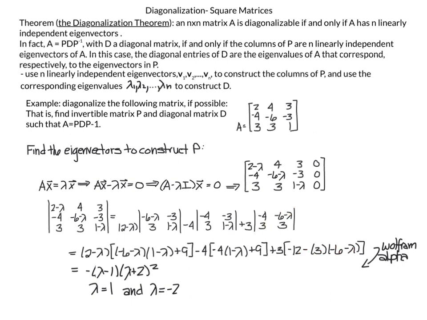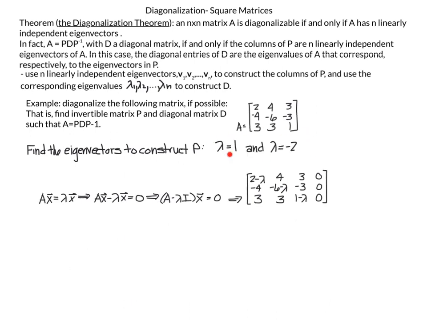And to save me from having to do this algebra, I again used Wolfram Alpha online. I put in this expression using x instead of lambda, and it gave me a number of equivalent expressions, and this is the one I chose to use. It gave it to me with x's, but I put in my lambda, so it's minus (lambda minus 1)(lambda plus 2) squared. So in other words, lambda equals 1, and lambda is equal to -2.